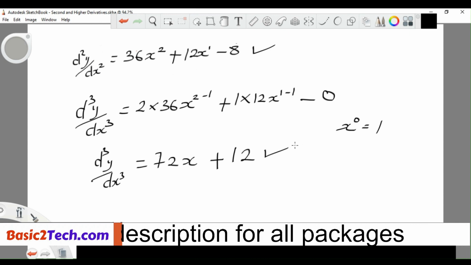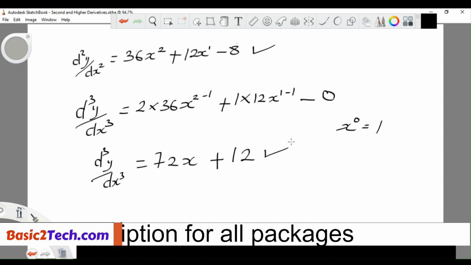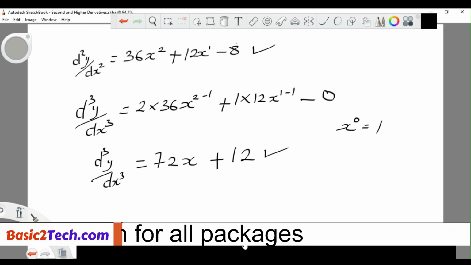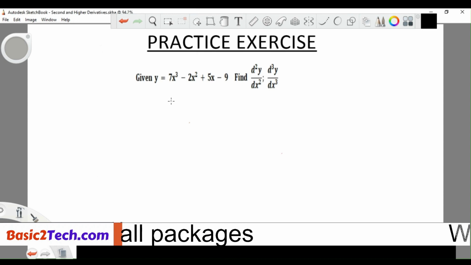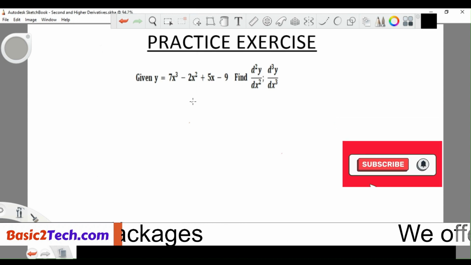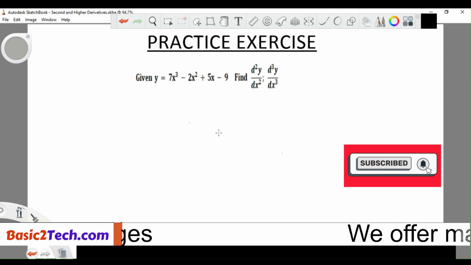So this is how we solve second and higher derivatives. Here is a practice question for you. Please do this question on a sheet of paper.